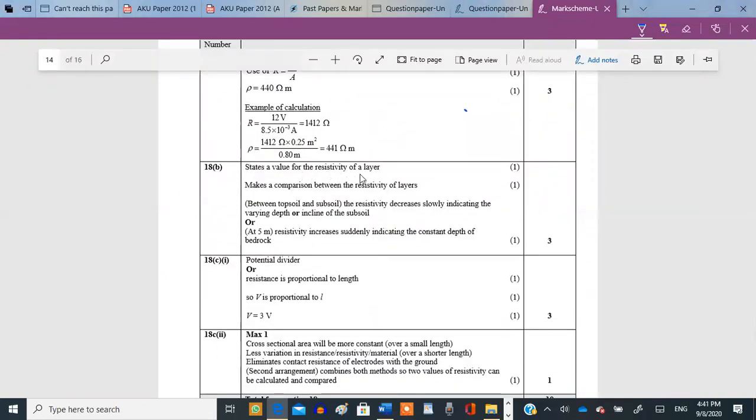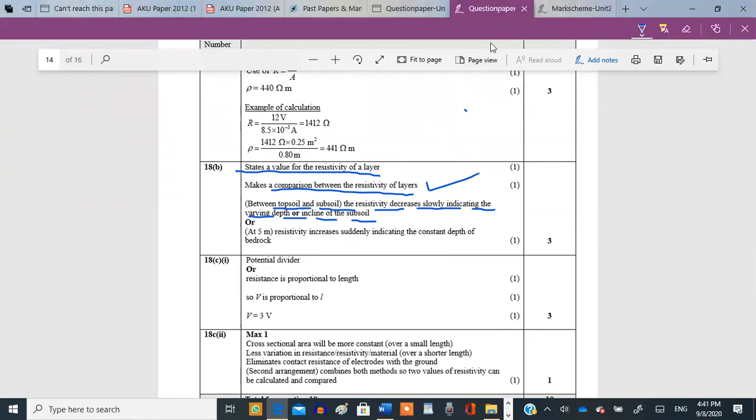Says a value for the resistivity of a layer. Okay, we didn't state any value. Makes a comparison between the resistivity of the layers. Yeah, we did that. And between the topsoil and subsoil, the resistivity decreases slowly, indicating a varying depth or inclining of the subsoil. Or at 5-meter depth, it increases suddenly, indicating the constant depth of bedrock. Okay, we didn't indicate that, but we did say that it increases rapidly after the 5-meter part, and indicating the constant depth of the bedrock.